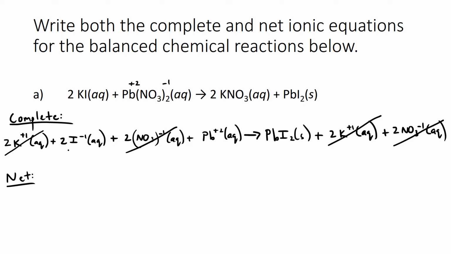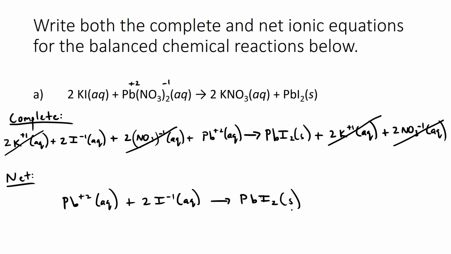And this is where you'll see the net ionic equation. It's going to be Pb with the 2+ charge in the aqueous state, reacting with the two iodides to yield the final product, which is the solid lead(II) iodide. And so that's going to be the net ionic equation for this problem. Next, we'll go ahead and look at problem number H.